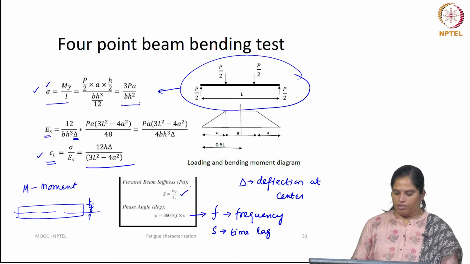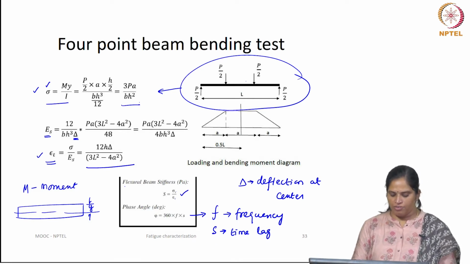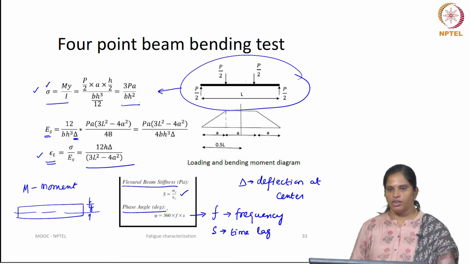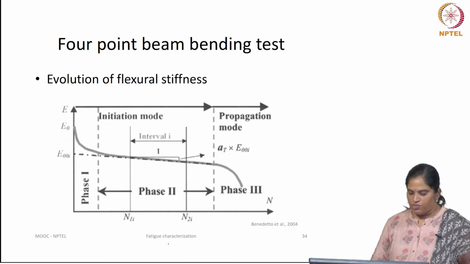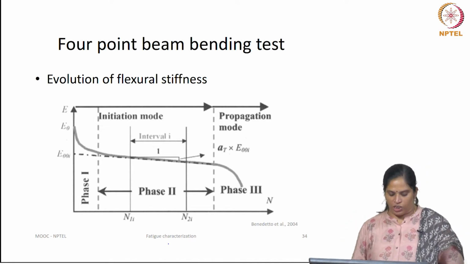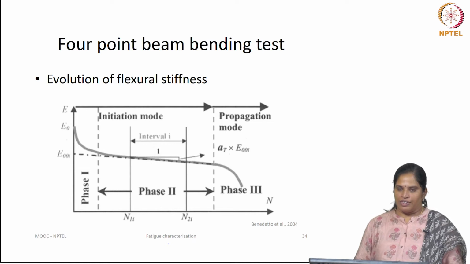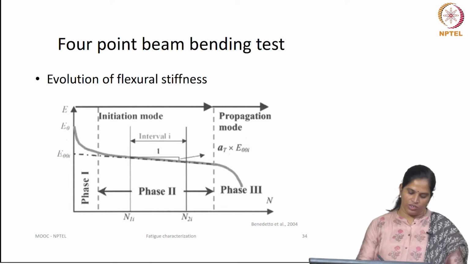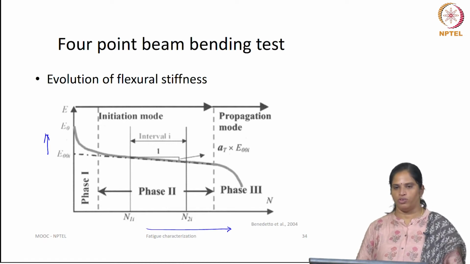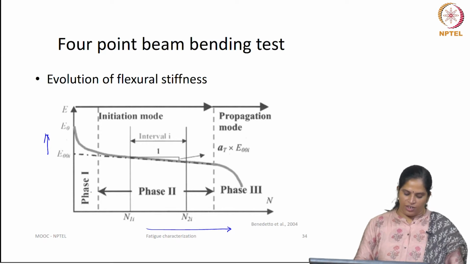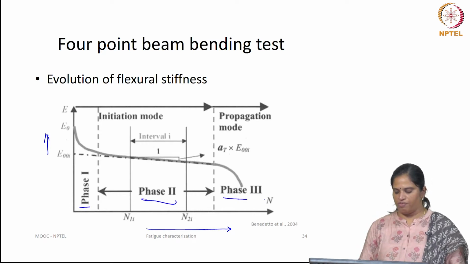Now, for repeated loading, we calculate a modulus called the flexural beam stiffness and the phase angle using this equation. This flexural stiffness and phase angle are further used in determining the fatigue life of bituminous mixtures. So, now we know what flexural stiffness is, but if you see the evolution of flexural stiffness, it exhibits 3 phases. Flexural stiffness, as given on the y-axis, is a function of the number of load applications. You can see 3 phases: phase 1, phase 2 and phase 3.